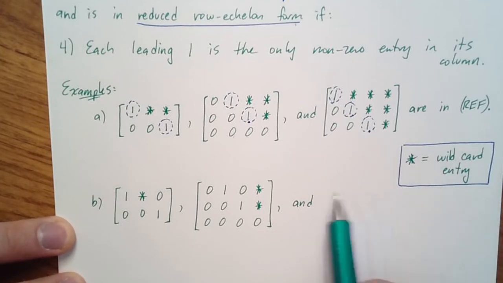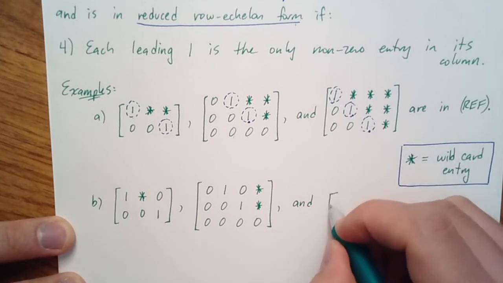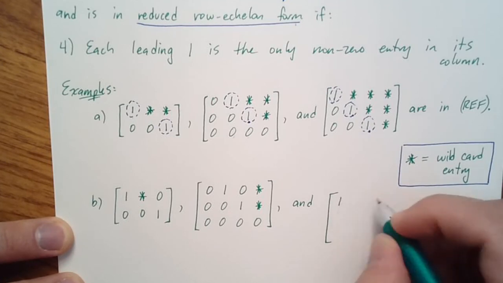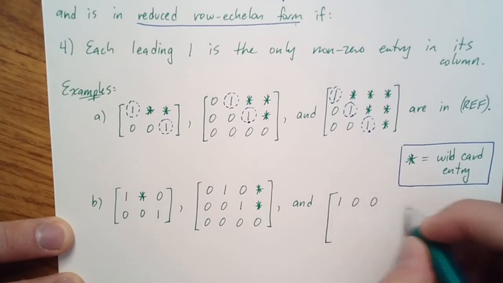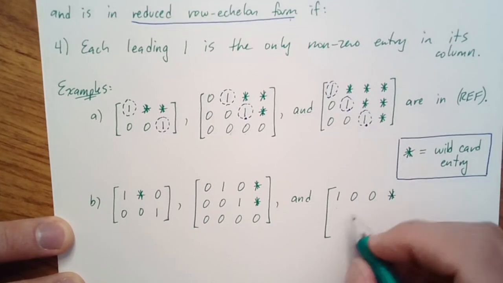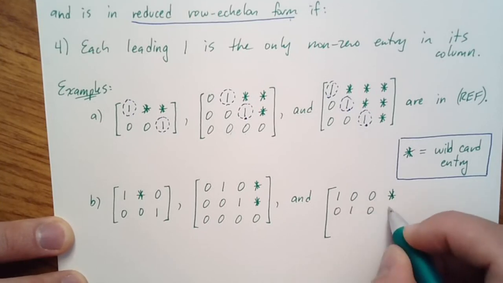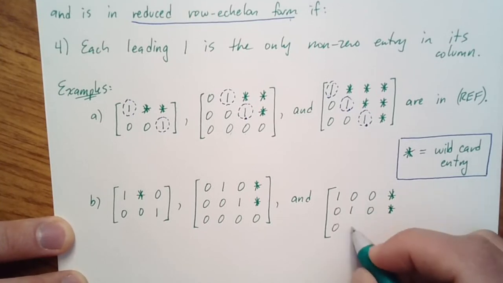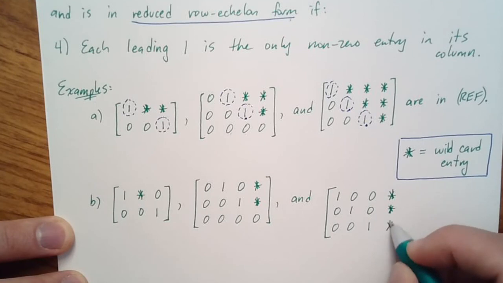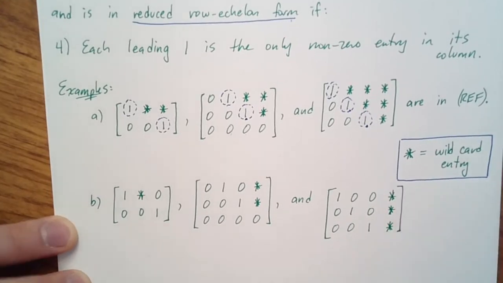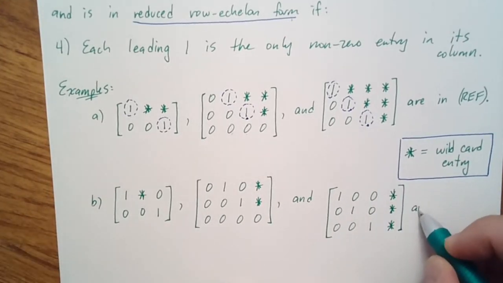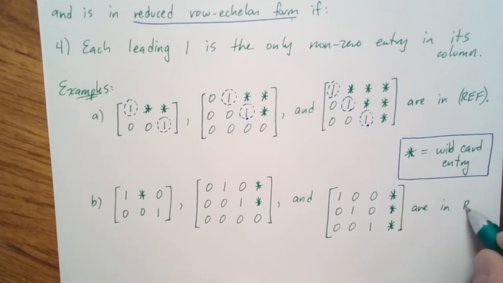I better start a little lower. I'm going to crash into this down here. So I'll put it down here. So we can have 1, 0, 0, a wild entry there, 0, 1, 0, this one can still be wild, and then 0, 0, 1. So these three matrices are in reduced row echelon form.